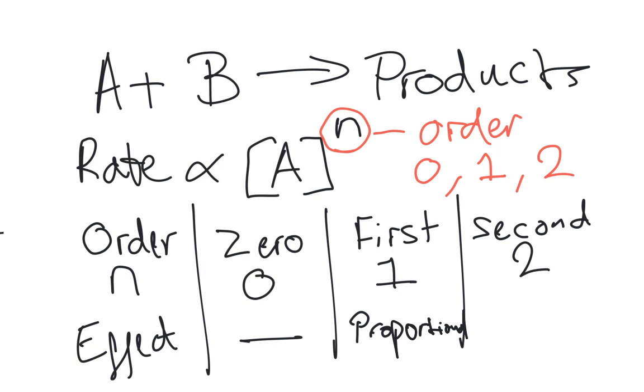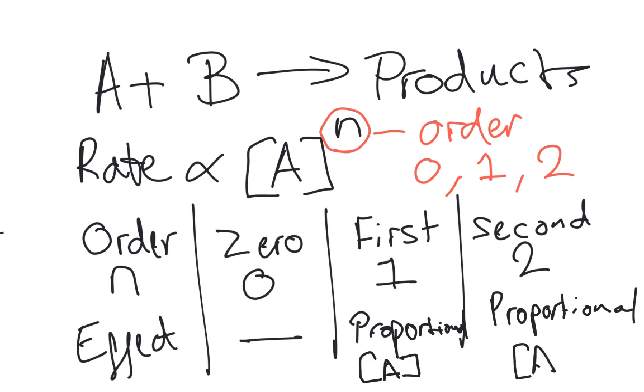And finally, the second order: you're talking about the rate being equal to a constant times the concentration of a to the power of 2, or squared. So actually it's not going to be proportional to a. This is proportional to the concentration of a, and this is going to be proportional to a squared. Okay, so what does that actually mean?